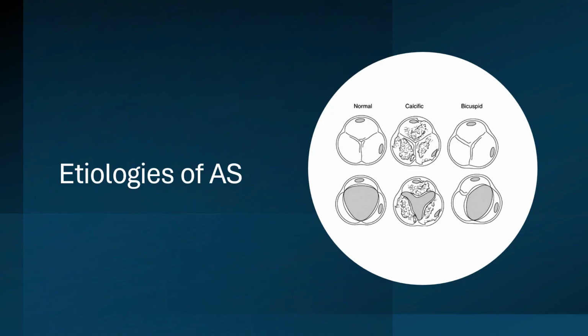In discussing the etiologies of aortic stenosis, the two most common categories are calcific AS and bicuspid AS. Calcific AS typically stems from hypertensive and similar pathologies as CAD. As you know, bicuspid AS is the most common congenital abnormality. Typically, as is depicted here, two of the cusps are fused, causing the valve to open with a fish mouth appearance.